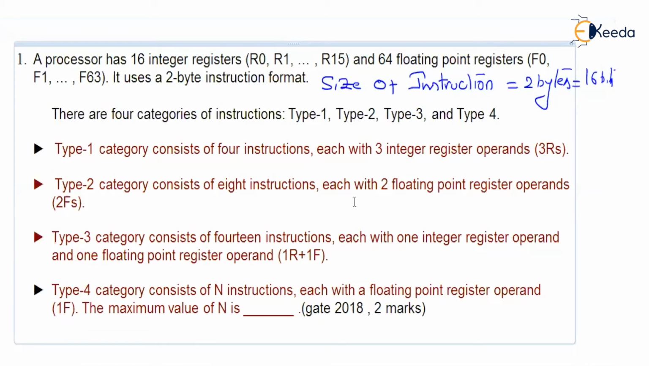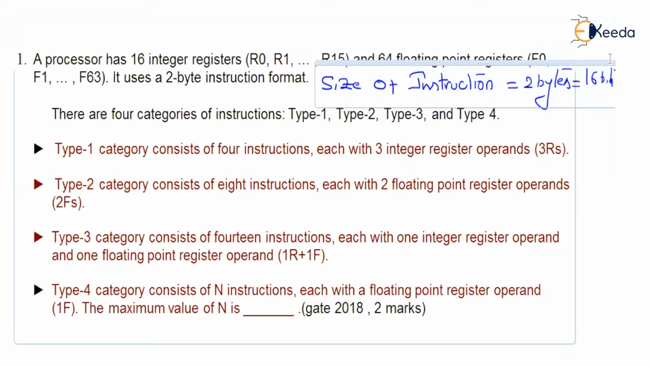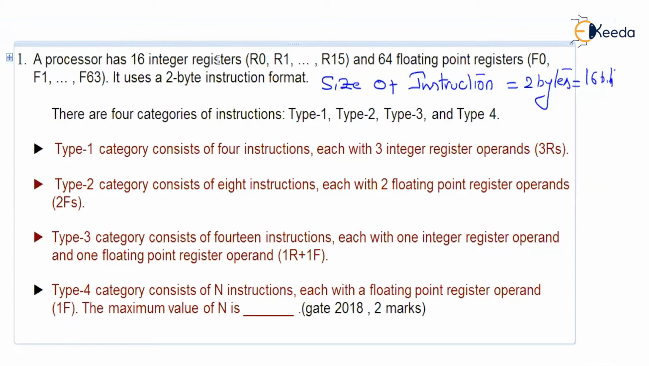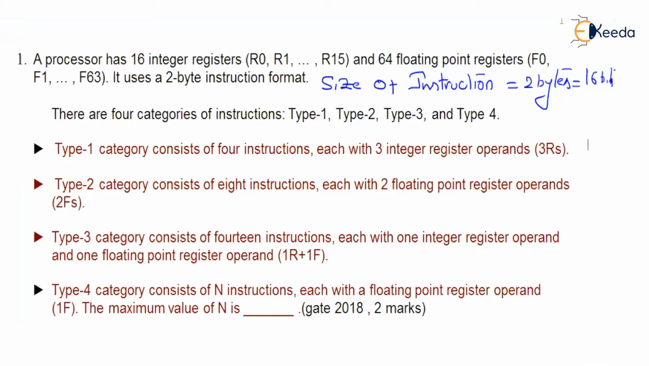As in the question, a processor has 16 integer registers and 64 floating point registers. There are two different kinds of register sets available in the processor: 16 integer registers and 64 floating point registers. Keep it in your mind.